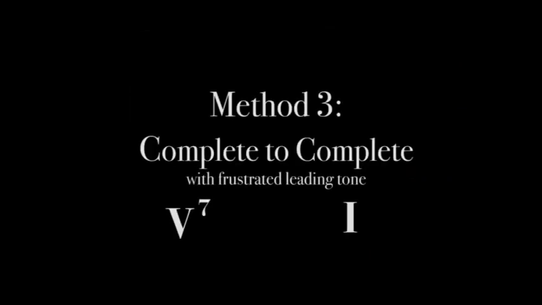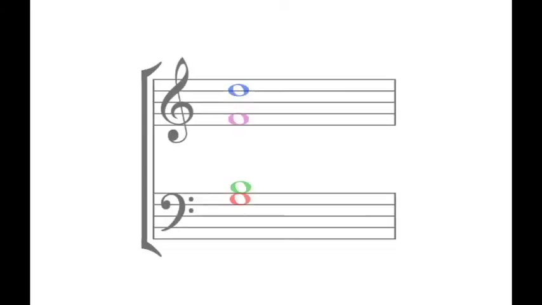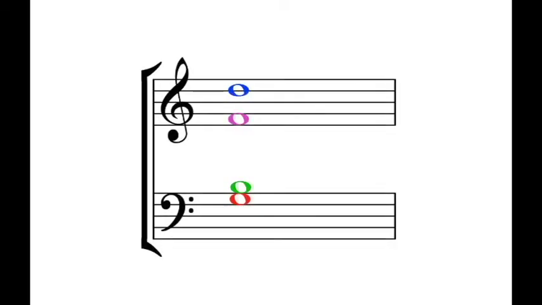Now we come to our 3rd and final method for resolving root position 5-7-to-1, and this is a complete 5-7 going to a complete 1, but with what we call a frustrated leading tone. Let me explain what that means by putting the notes on the page again. Here we have a complete 5-7 chord, and we're going to follow the same voice leading, the 5-to-1, the 2-to-1, and the 4-to-3.